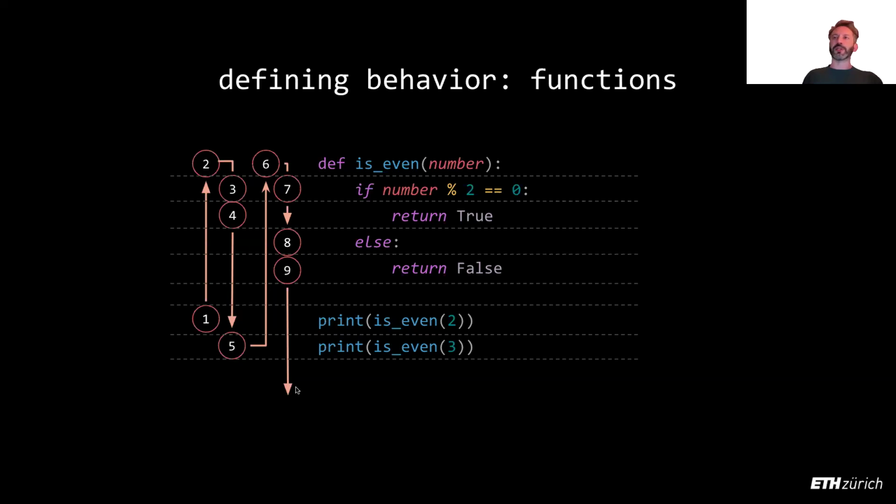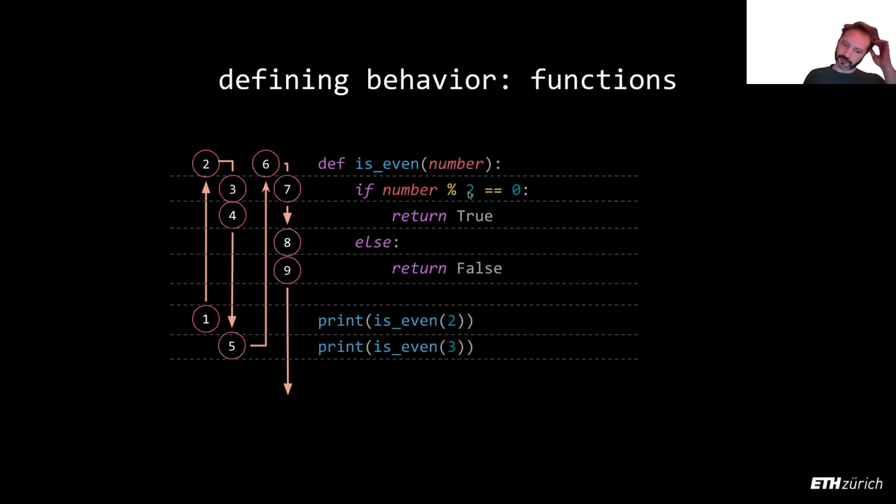When we run a script that contains this, the first line that is executed is actually this one. So nothing in the function is executed initially. So we call print is_even of 2. That means that the next line that will be executed is this one. So it's the function signature, the starting point of the function. And then the next line is this. So if number modulo 2 equals 0, that means if it's an even number, right?